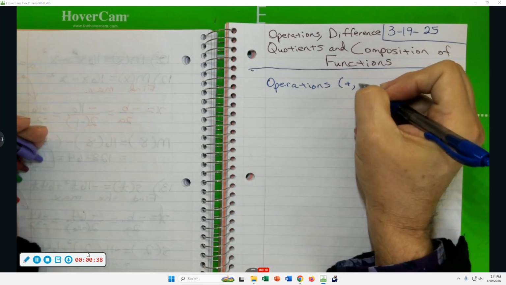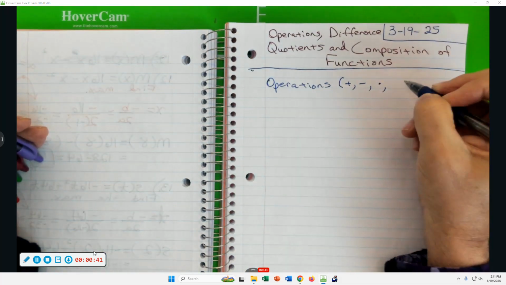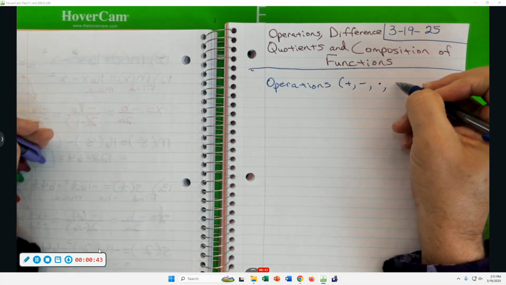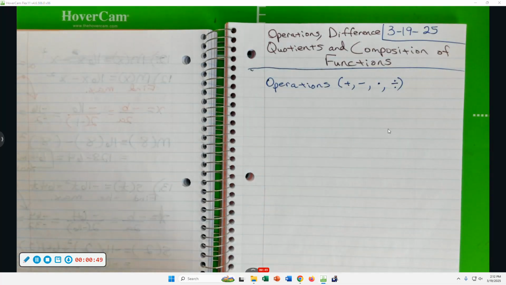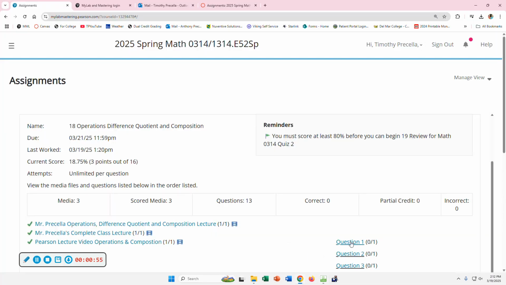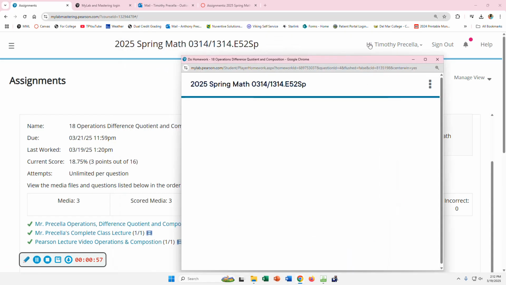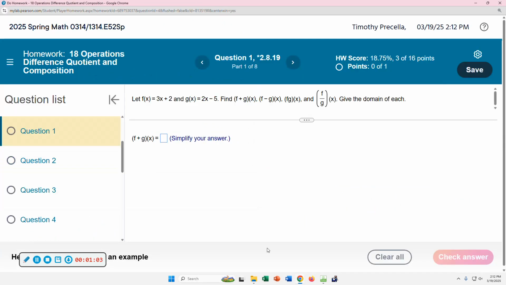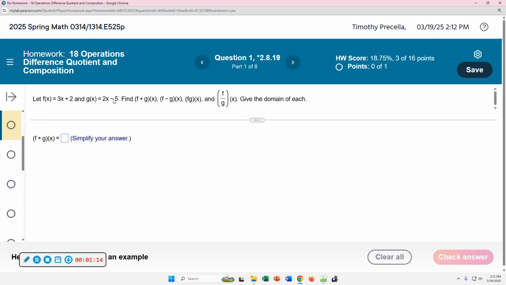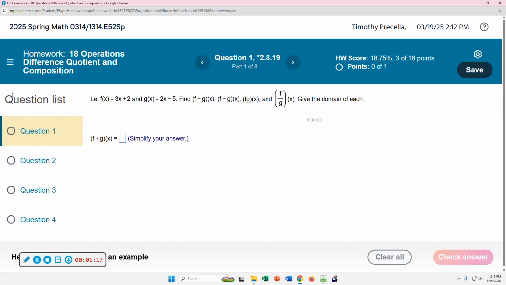It's addition, subtraction, multiplication, and division. I'll put the little division symbols there, but let's look at number one. I'll tell you right now, addition, subtraction, multiplication, and division of functions are generally written as algebraic equations. So it's really just algebraic addition, subtraction, multiplication, and division. Those first four operations are really nothing new. It's just a matter of how we're going to denote them.